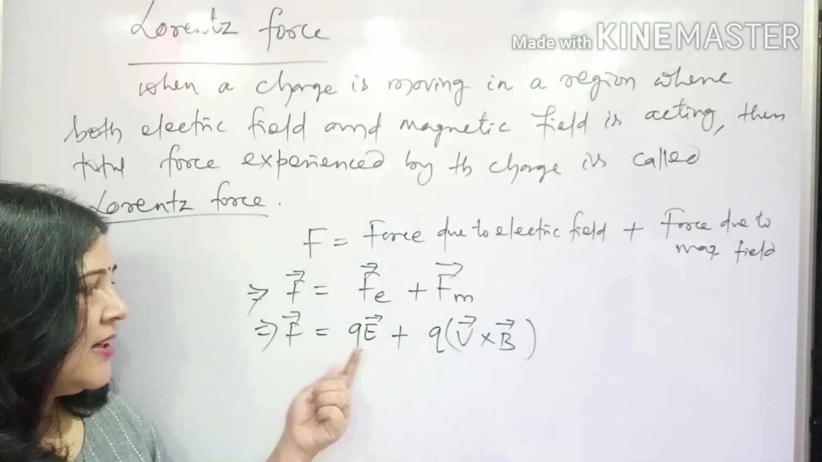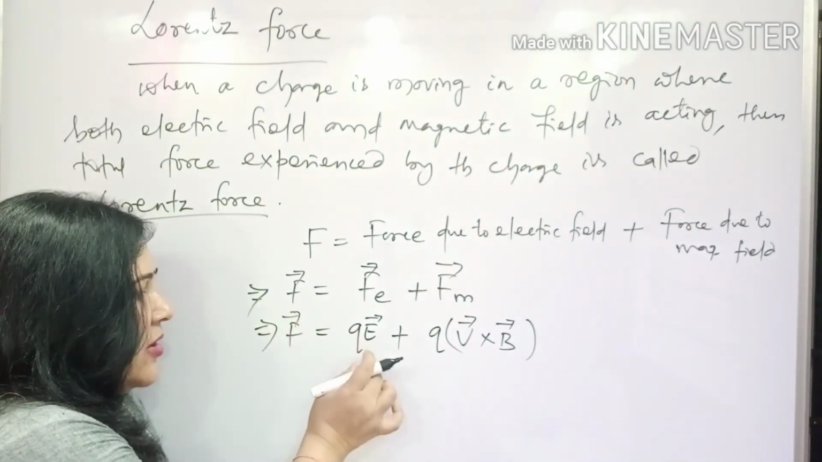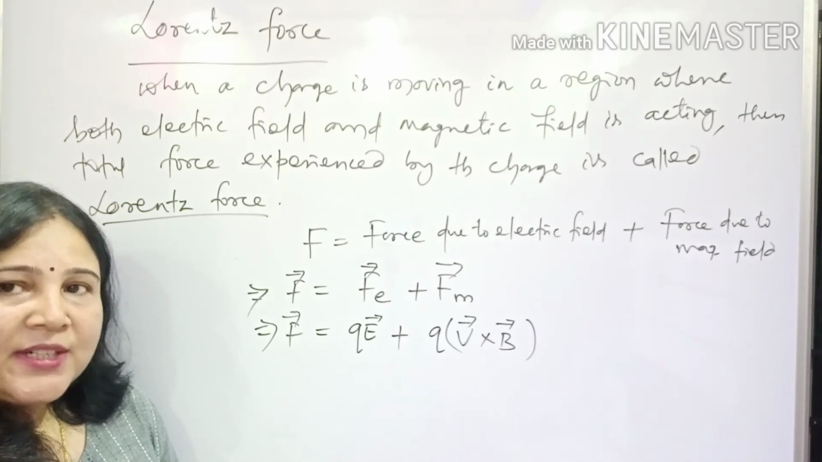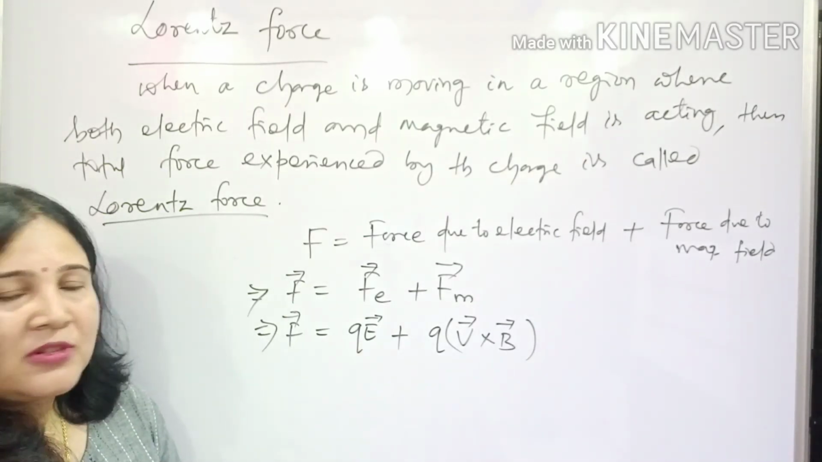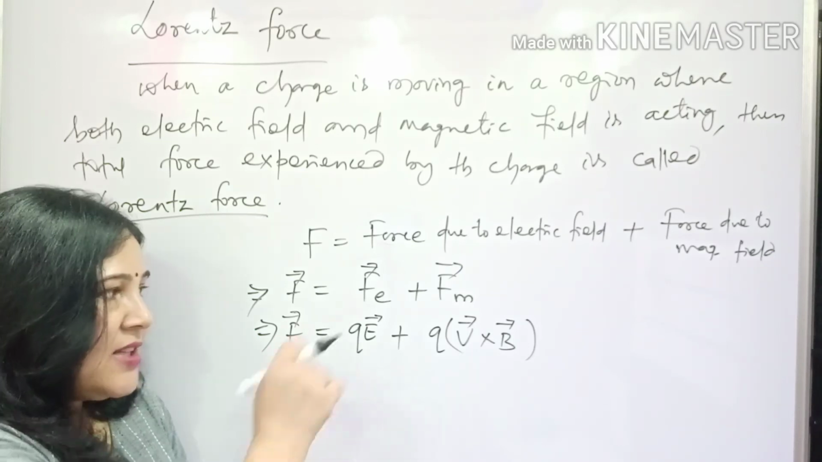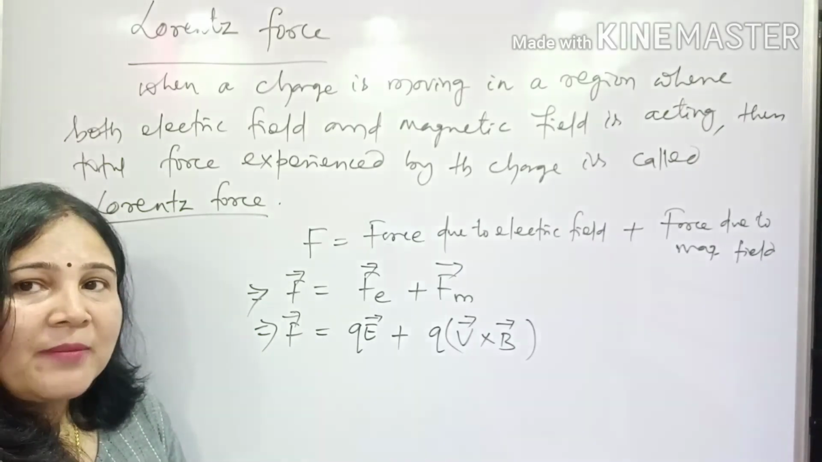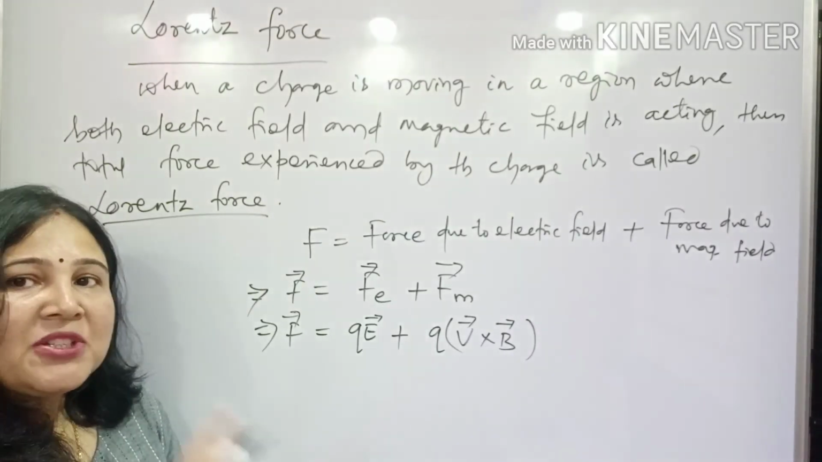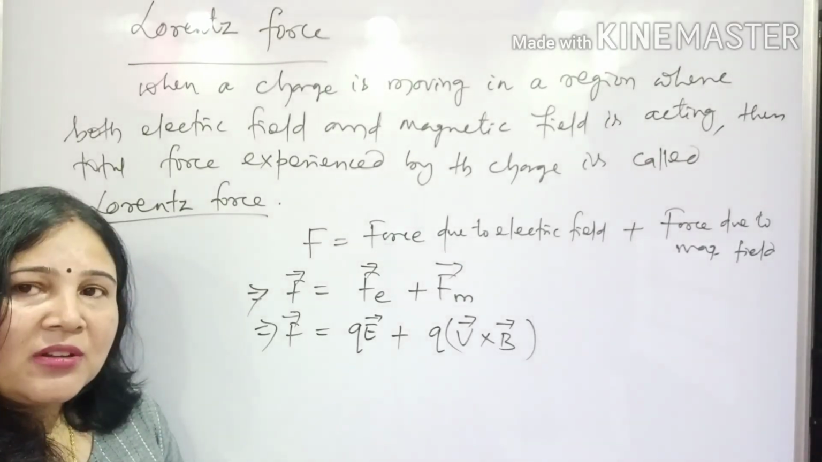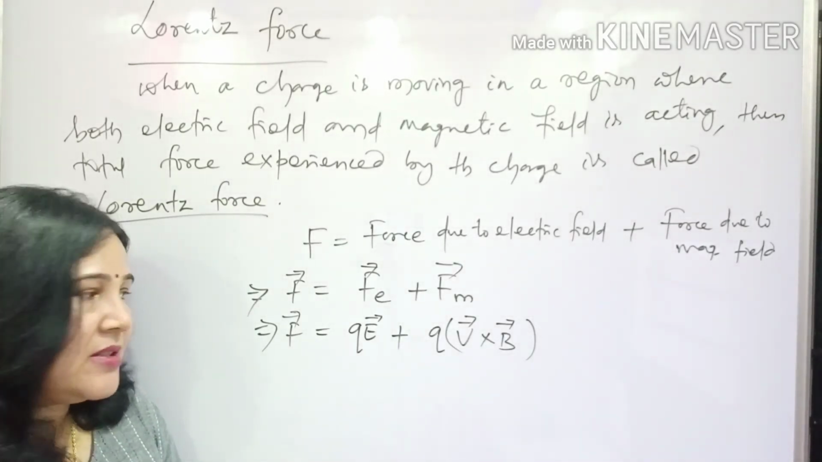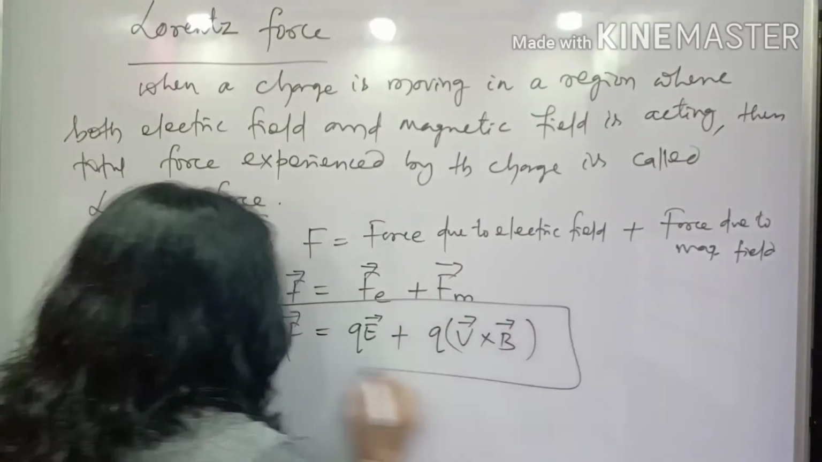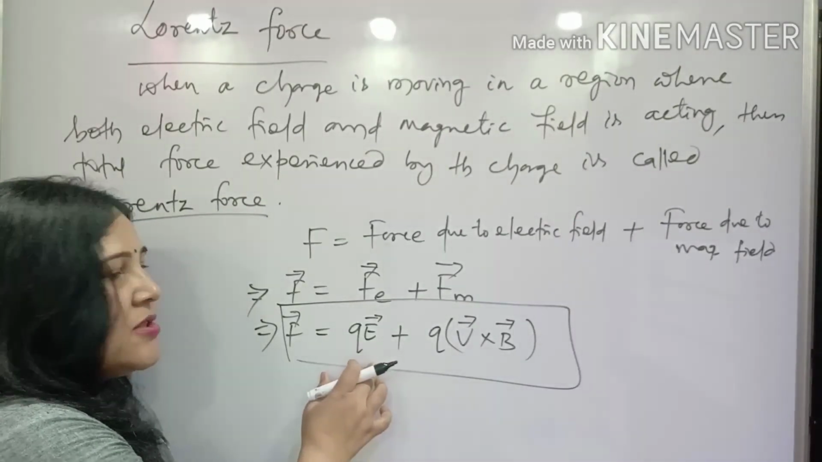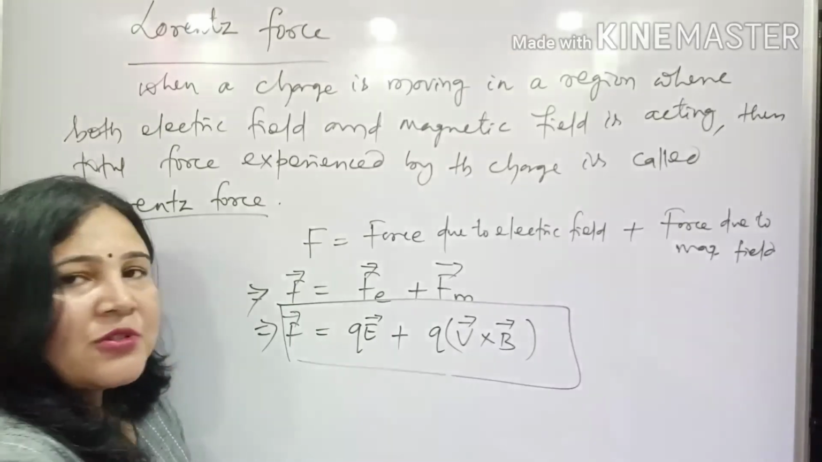When a charge is in a uniform electric field, whether the charge is at rest or in motion, in every case it is going to experience a force. It's not like the magnetic force. In a uniform magnetic field, only if the charge is in motion do we get a force. If the charge is stationary, we are not going to get the force. So this is the formula: F is the total force, called the Lorentz force, which is the sum of the force due to electric field, QE, and the force due to magnetic field.